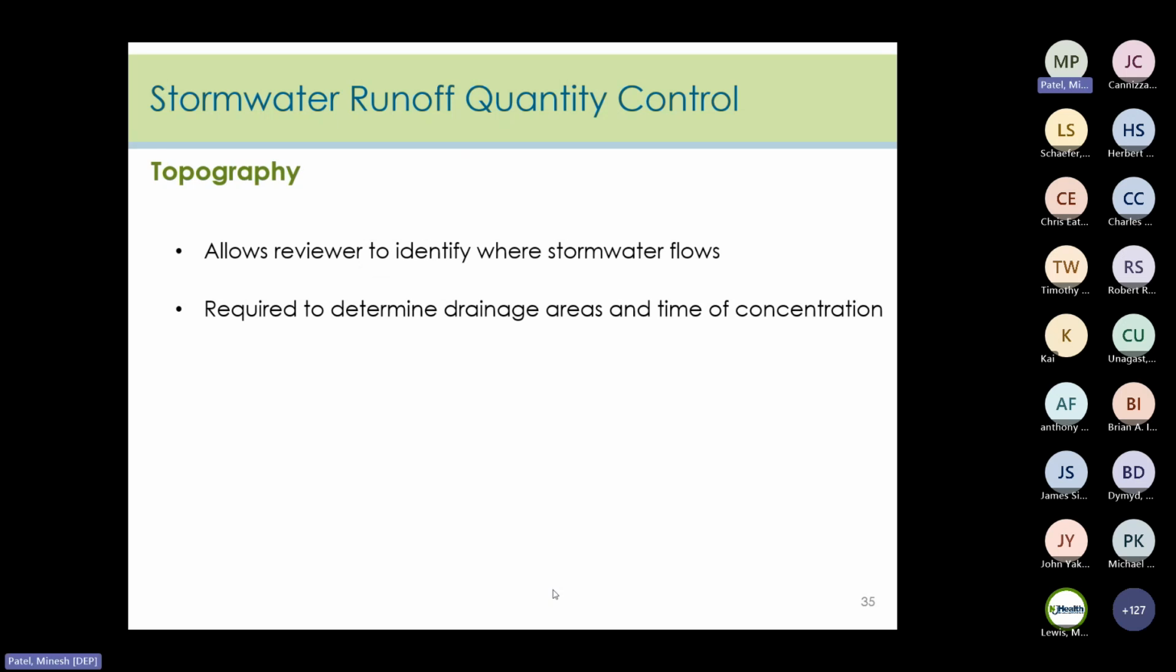So let's begin with taking a look at the topography. Topography is important in identifying where the stormwater flows and is required to determine drainage areas and the time of concentration. Reviewers should be able to find the topographic information on the plans and make sure that it's accurate. This in some cases may even require the reviewer to physically see the site as well.